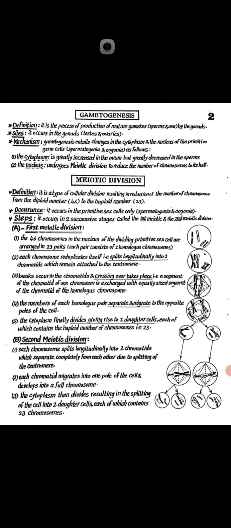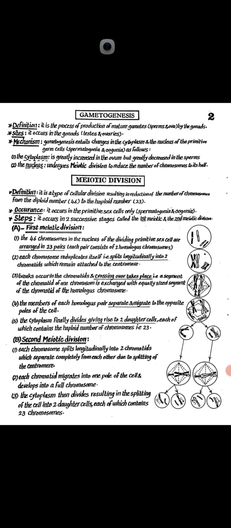Now, in the mechanism, in the cytoplasm, the change is that it greatly increases in the ovum, but greatly decreases in the sperm. In sperm, there is only nucleus. And what changes occur in the nucleus? It undergoes meiotic division to reduce the number of chromosomes to half, meaning from 46 to 23.